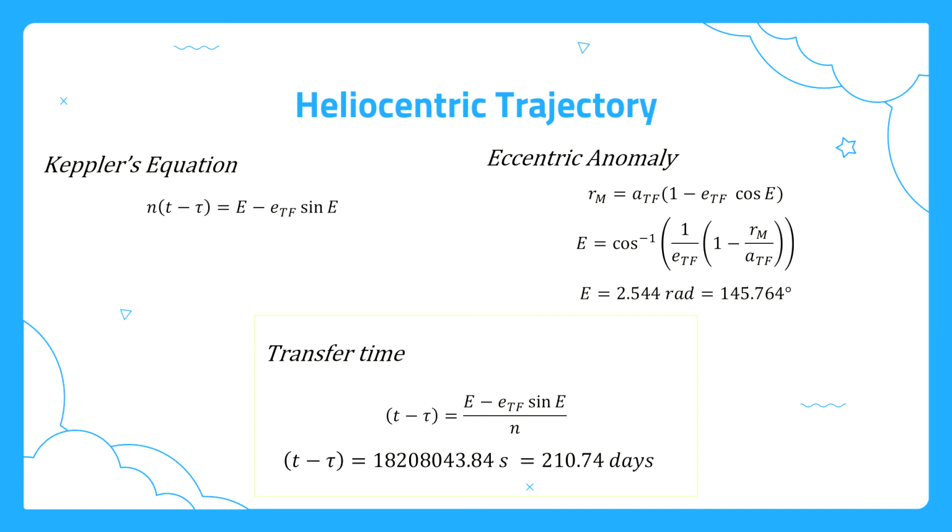And from that we can calculate the transfer time at the heliocentric trajectory, T, which equals about 210.74 days. You can see the results here in the green box.